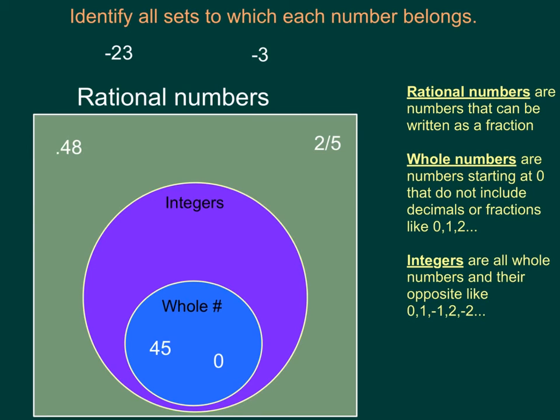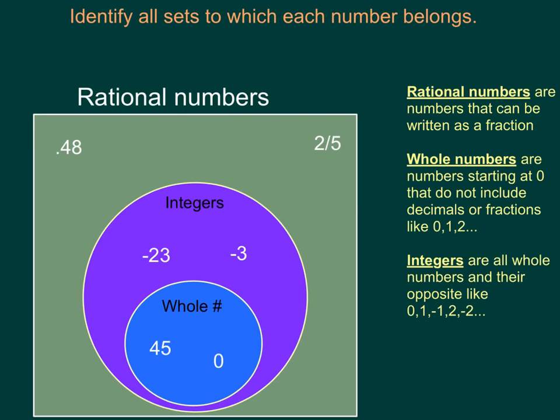So the last set of numbers we're going to talk about are integers. And integers include all the whole numbers and their opposites. So we would have not only a number like 45, but -45 would be an integer. So -23, that's an integer. Okay, -3 would be an integer.